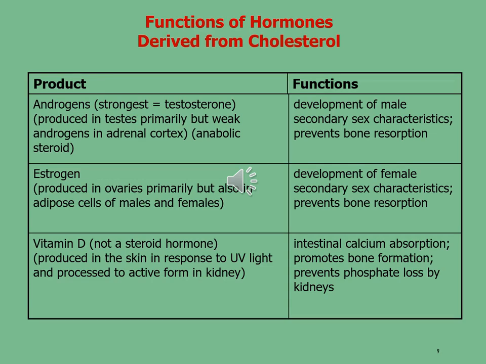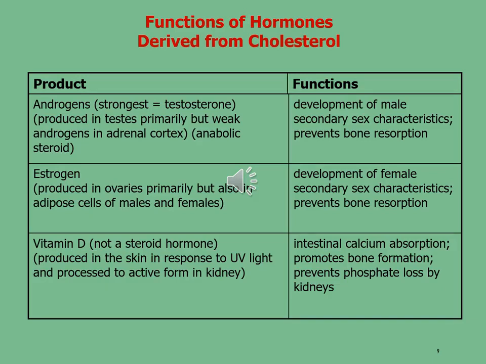The second hormone is estrogen, which is produced in the ovaries primarily, but also in the adipose cells of males and females. It is used for the development of female secondary sex characteristics and also used to prevent bone resorption.